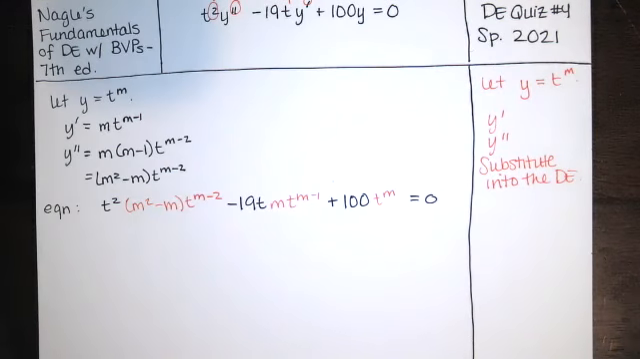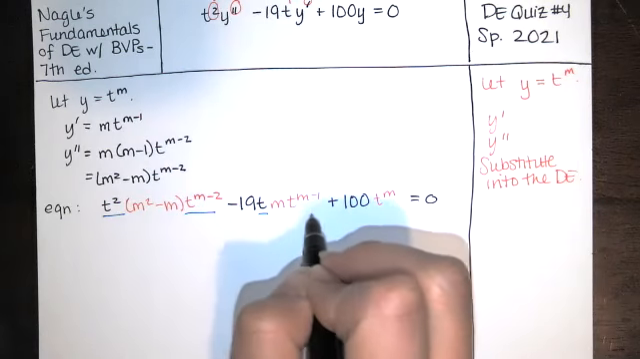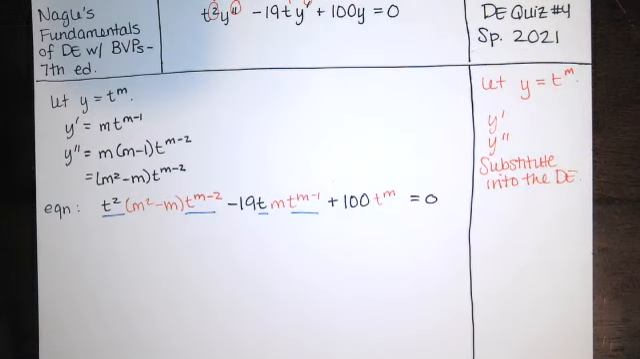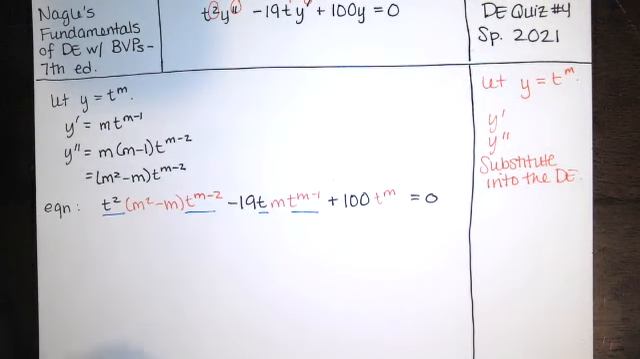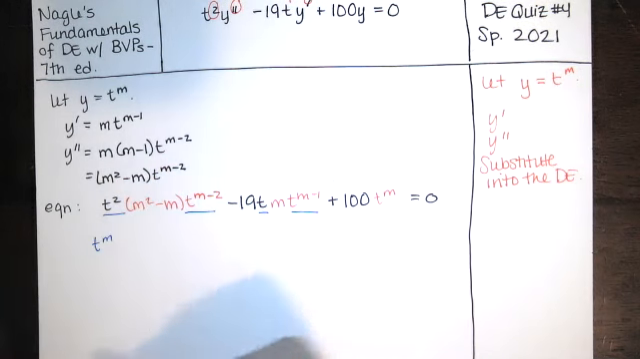Now, whenever we're multiplying powers of t, we've got to add the exponents, because it's like we've got m minus 2 copies of t over here, and we've got 2 more over there. You're asking yourself, how many copies do you have? Well, you've got this many plus the extra 2. So when we add the exponents, that gives us the right number of t's, so we have t to the m there.